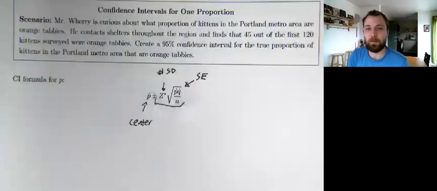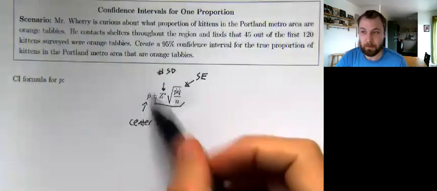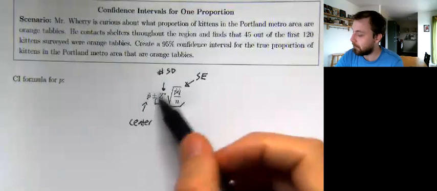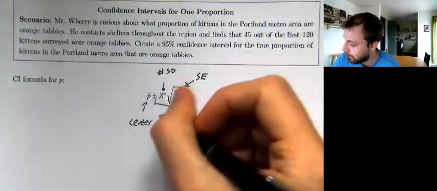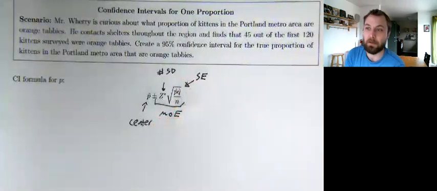This is an example of confidence intervals for one proportion. I have the formula laid out here. It's my center, p hat, that's my best point estimate, plus or minus this entire thing that I'm adding and subtracting, called the margin of error. I'll abbreviate that as the MOE.